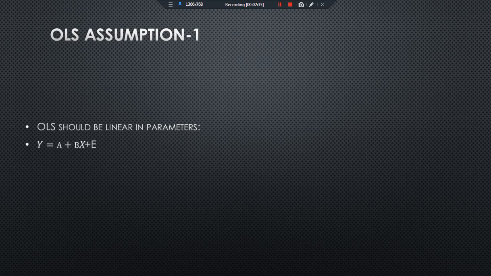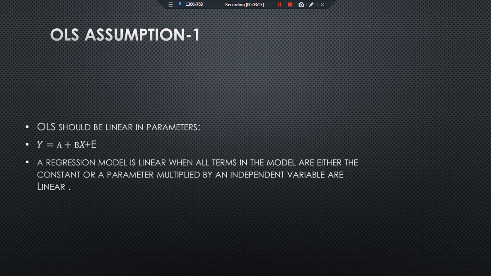While talking about the parameters, we have here y is equal to alpha (or a) plus b x plus e. So keep in mind, here a and b, or alpha and beta, are the parameters, and these must be linear in our analysis. This assumption addresses the functional form of the model. In statistics, a regression model is linear when all the terms included in the model are either a constant or a parameter multiplied by an independent variable.